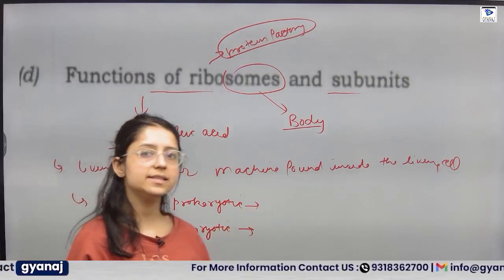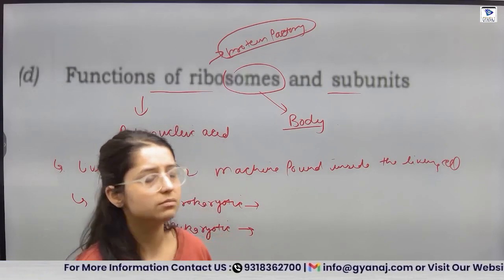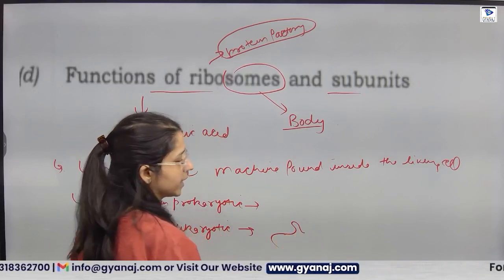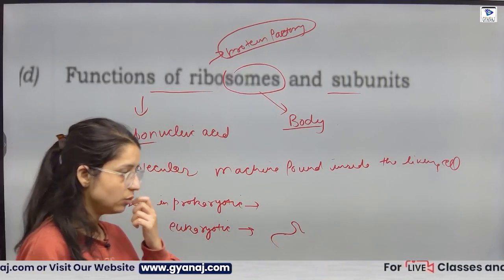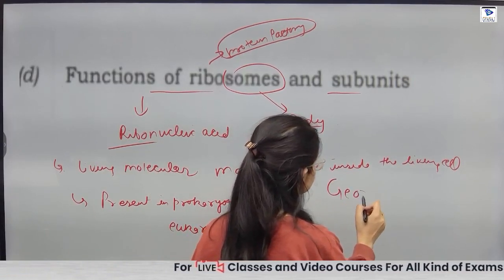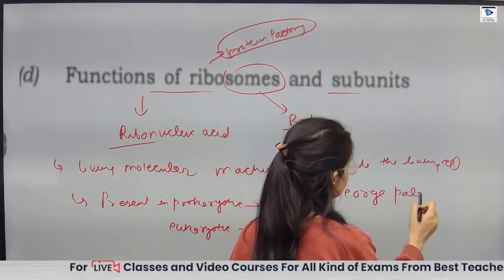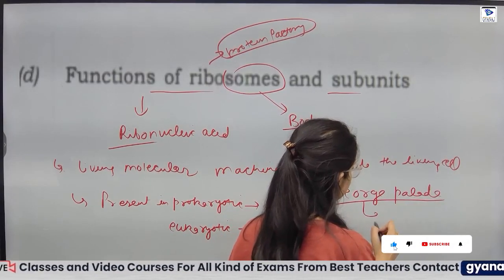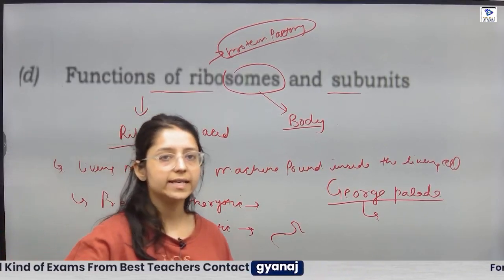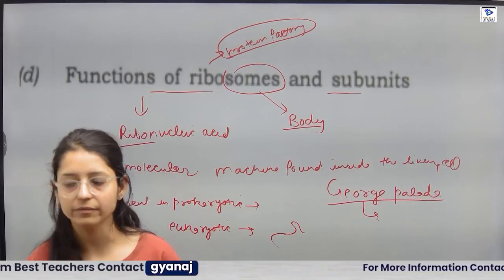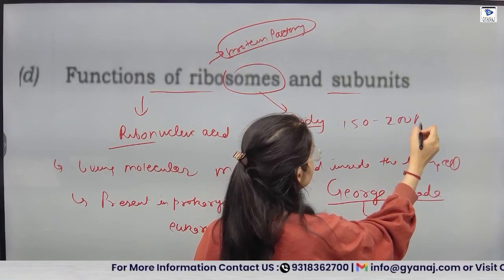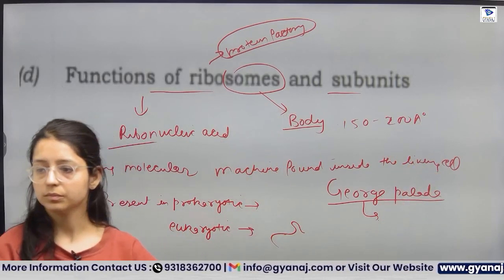Now they could lie free in the cytoplasm, or they could be attached to the membrane of the nucleus or the endoplasmic reticulum surface. Who observed the ribosome for the first time? That is George Palade. George Palade observed the ribosomes for the first time, and they are very tiny dense spherical bodies of 150 to 200 angstrom diameter.